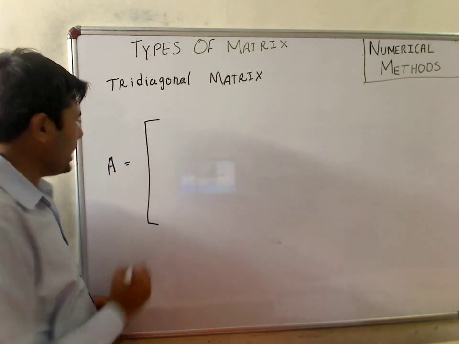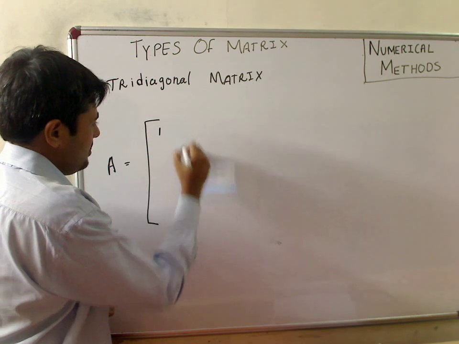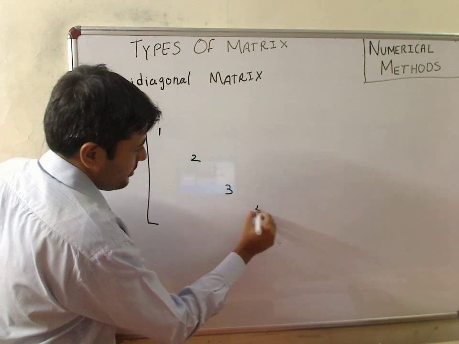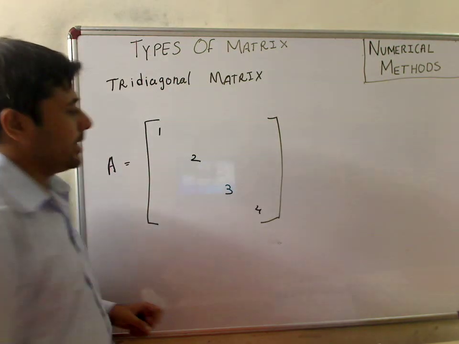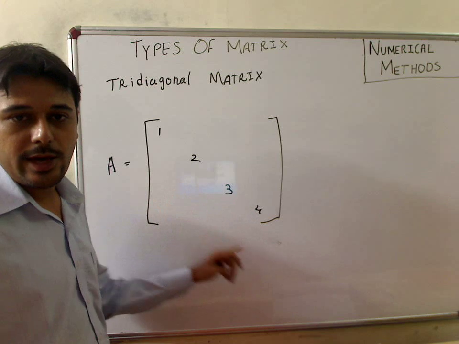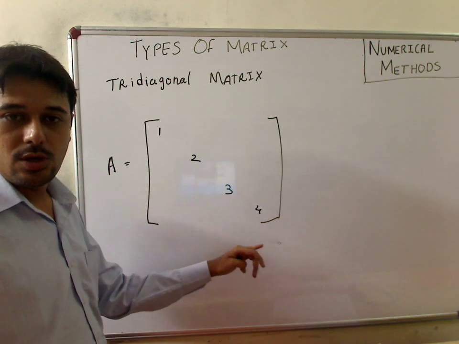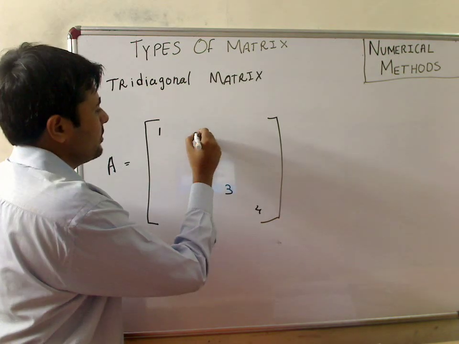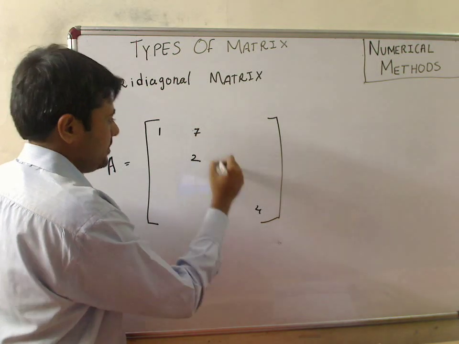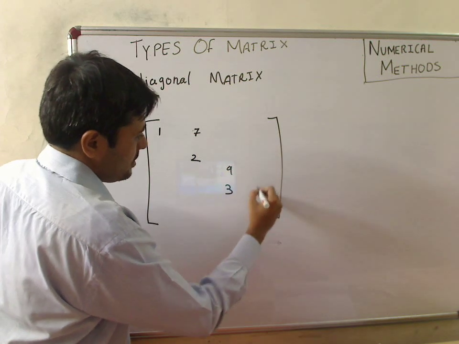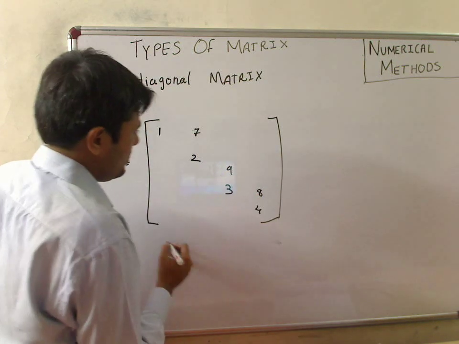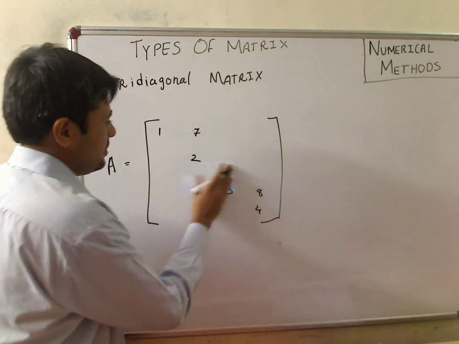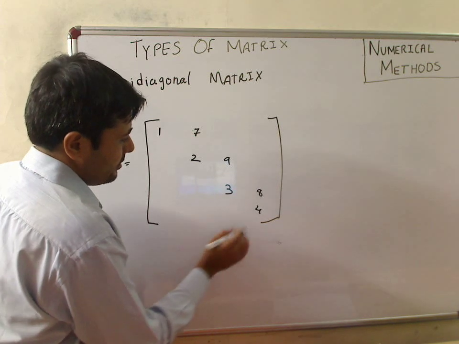let us have a matrix A, which is a 4 cross 4 matrix. There are 4 diagonal elements, 1, 2, 3, 4. All are non-zero. Elements above diagonal, which are these, elements below diagonals, which are these.